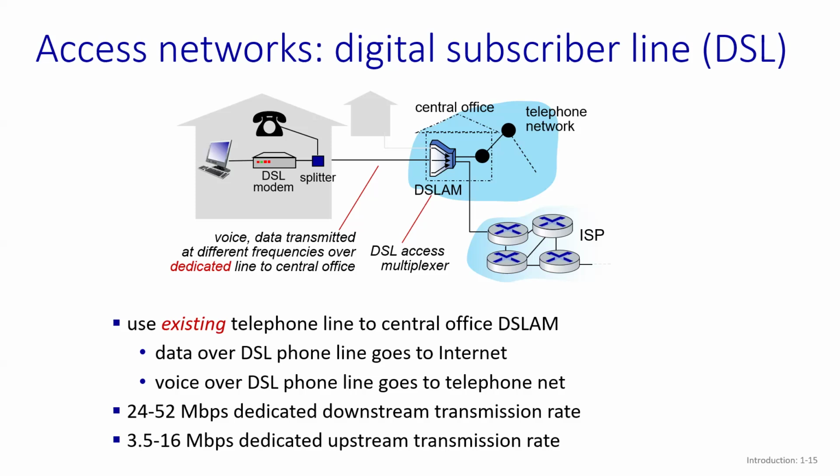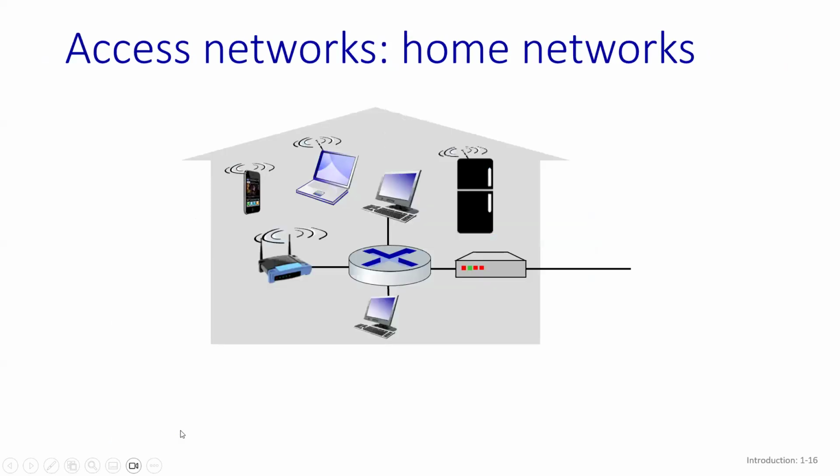Now, DSL has a lower transmission rate as compared to the cable-based access network. So here you can see that the downstream transmission rate is 25 to 52 megabits per second, whereas the upstream rate is between 3.5 to 16 megabits per second.